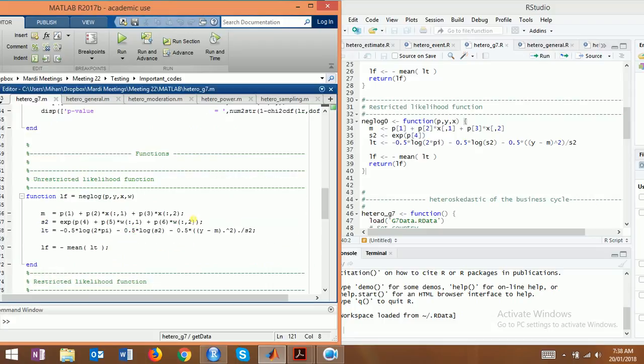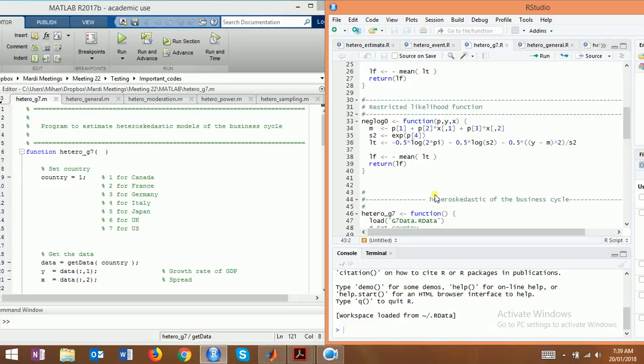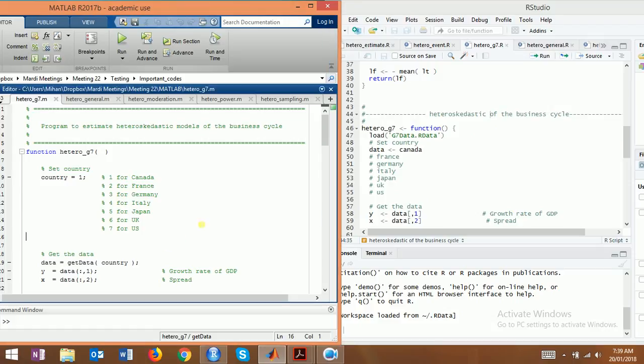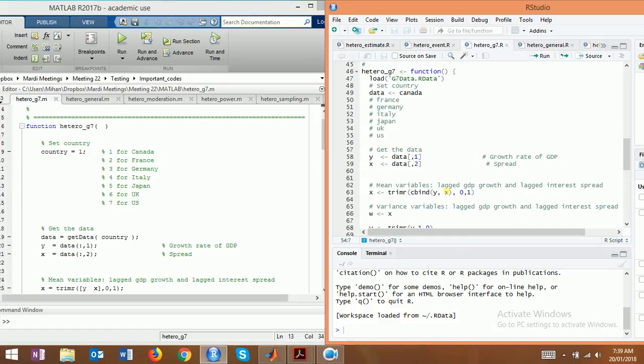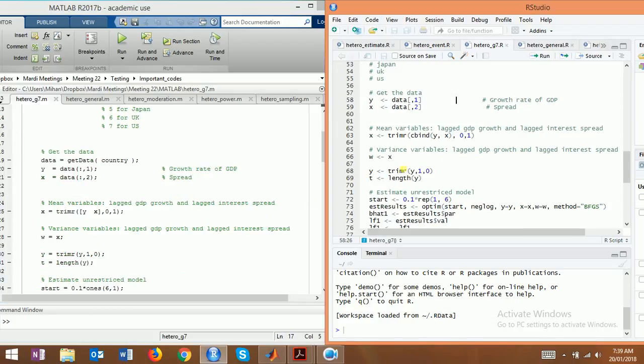Okay, then we go into the actual equation. Is there any tweak? There is no tweak here. We don't do element by element multiplication in R, as we know. So get the data, growth rate or GDP, and spread, second column, all rows second column, all rows first column. Mean variable X is, first of all, YX.